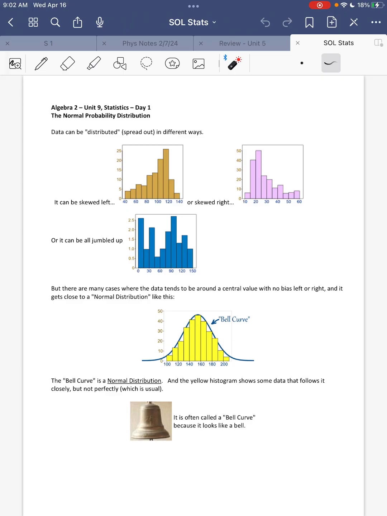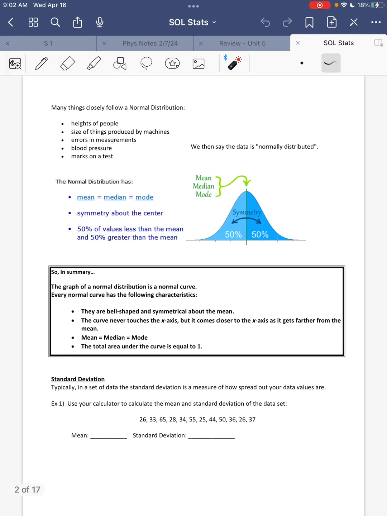And so when something's normally distributed, you have three different things that can talk about the middle. You have the mean, the median, and the mode. So that's like your center right here. Okay, I think it's on the next page.